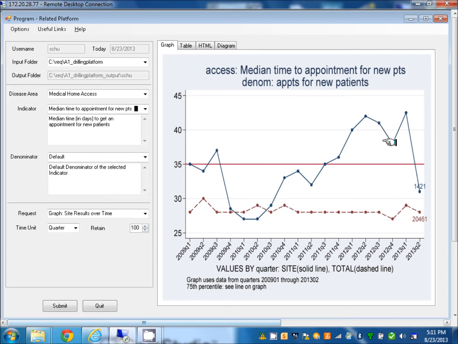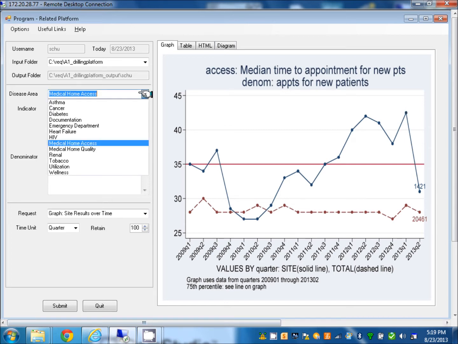The increased wait time for appointments may be a reflection of a growing medical home patient population putting pressure on appointment availability. The Lolly Kemp medical home patient population has increased by about 13% over the past 3 years.